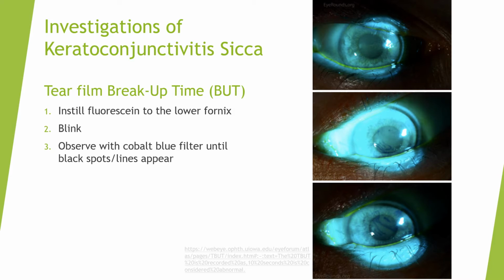Keratoconjunctivitis sicca is a clinical diagnosis, and we can do some investigations to reach this conclusion. The first of these is something called the tear film breakup time, or BUT. We do this by first instilling fluorescein into the lower fornix, asking the patient to blink once, and then through the slit lamp, observing with the cobalt blue filter until black spots or lines appear, as demonstrated in the middle and the bottom pictures there.